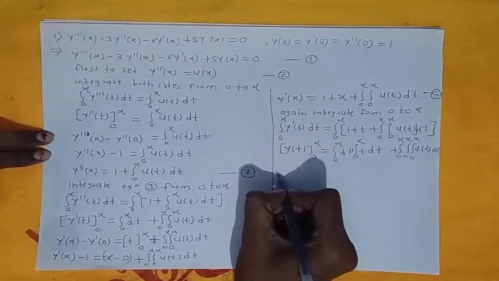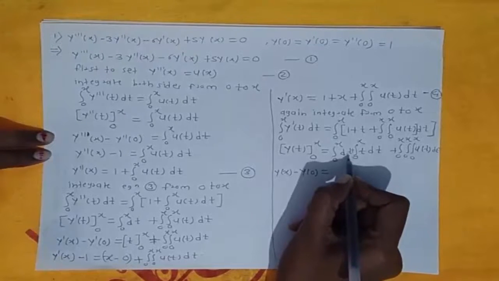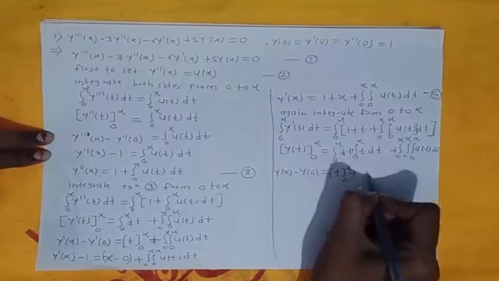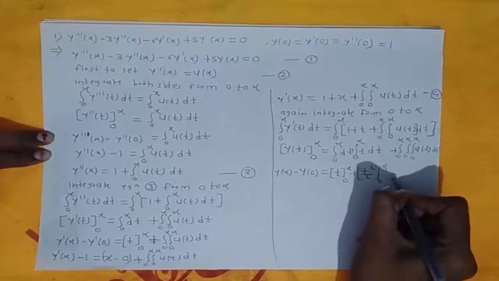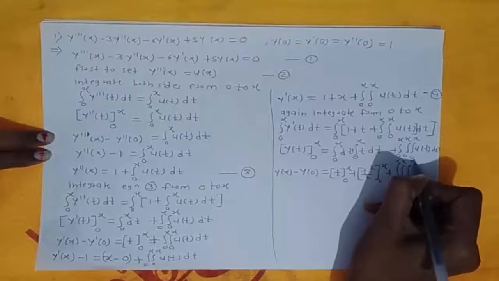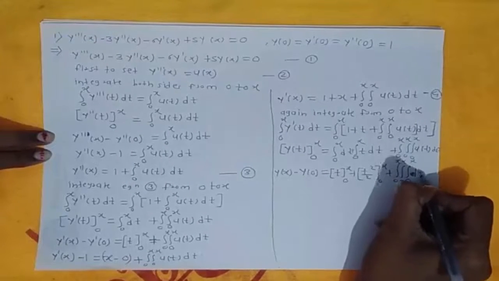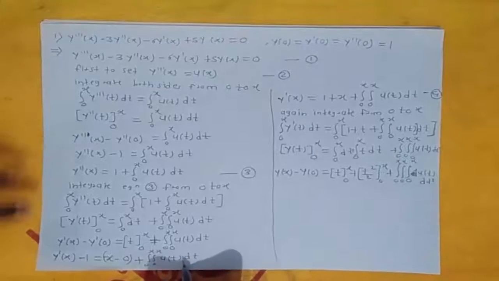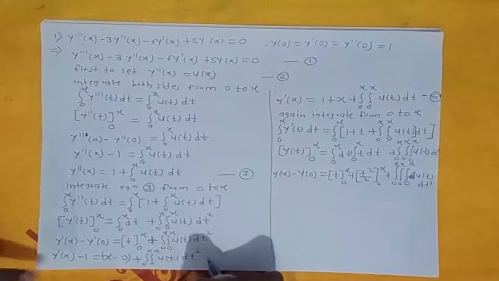By putting limits we get y of x minus y of 0 is equal to integration of dt, which will be t from 0 to x, plus integration of t, which will be t square divided by 2 from 0 to x, and here will be the triple integral from 0 to x, 0 to x, 0 to x, and we can write here u of t into dt cube. Also here we get double integral, therefore write here dt square.